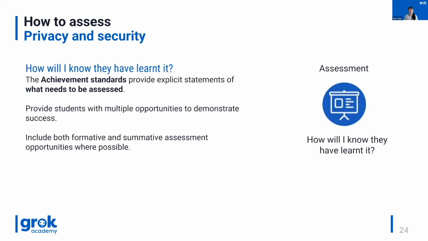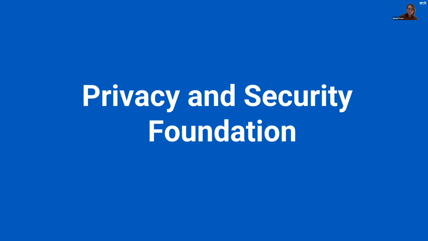We also need to check how well our students have learnt it. And for this, we refer to the achievement standard for assessment. Remember to consider both formative and summative assessment opportunities where possible. Now that we've outlined where privacy and security sits in the version 9 of the Australian curriculum, let's take a look at some activities that can assist us to teach privacy and security for the foundation level.